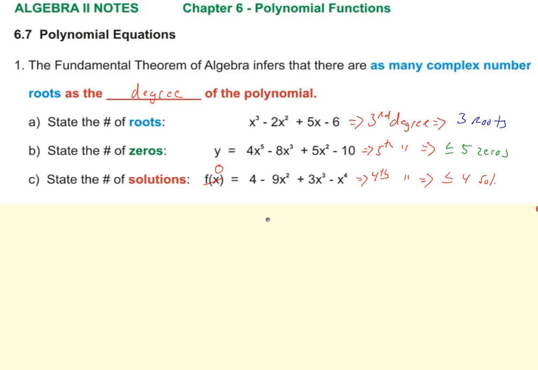Okay? So what does the fundamental theorem basically give us? 3 things. It tells us the number of roots, it tells us the max number of zeros, and it tells us the max number of solutions.